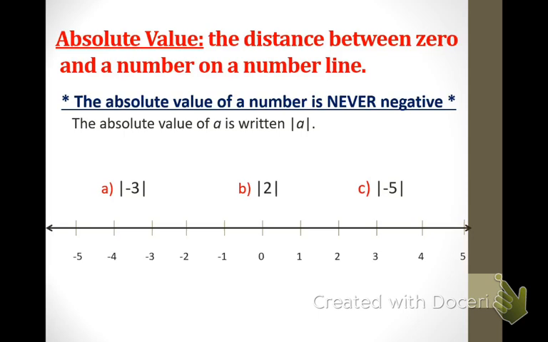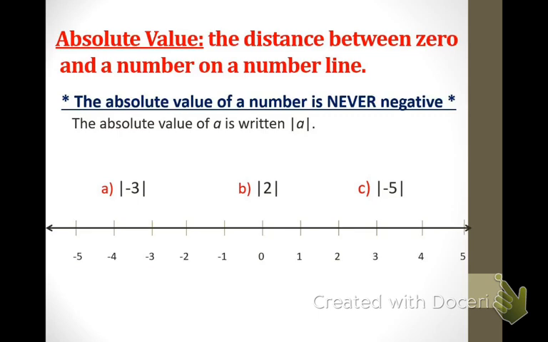So the first thing that I want you to write down, I want you to actually pull out your red pen and write this down. You're going to want to know the definition of absolute value. The absolute value is the distance between 0 and a number on a number line. Okay, so go ahead and put that in red pen in your notes.